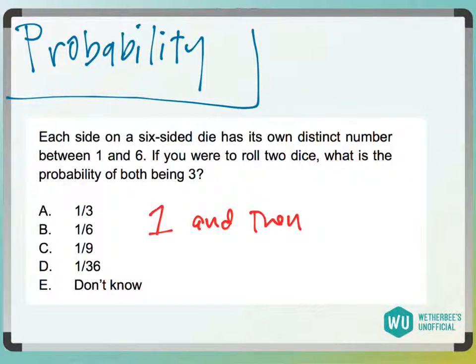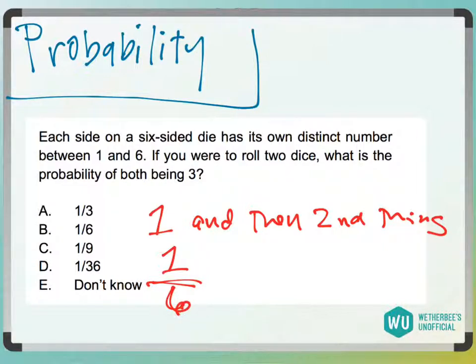and then a second thing happening, you take the individual probabilities. For this one, we have a six-sided die, and it has its own distinct number between 1 and 6. If you're going to roll the die twice, what's the probability of both being 3? If the numbers are 1 through 6 on a die, the probability of it being 3 is 1 out of 6, because only one of those numbers is 3, and we have a total of 6.